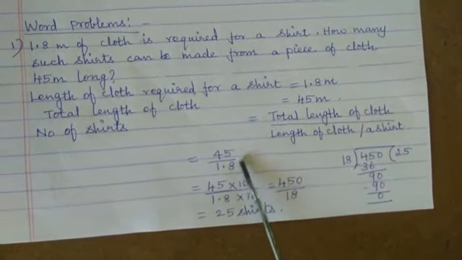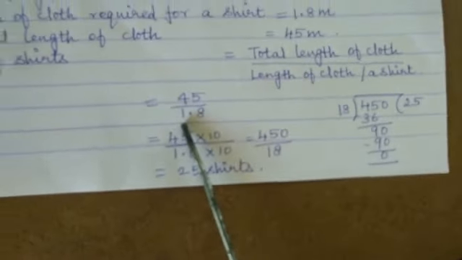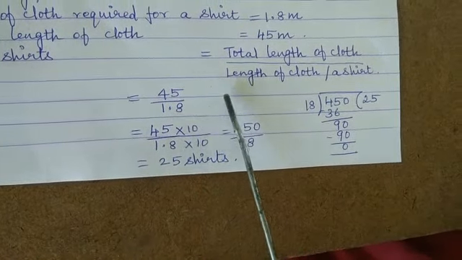Here the division is whole number divided by a decimal number. So the divisor, you know that the divisor must be a whole number. So we are converting this divisor into a whole number.